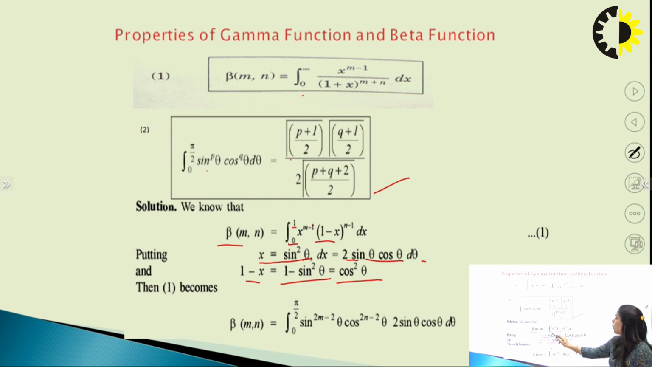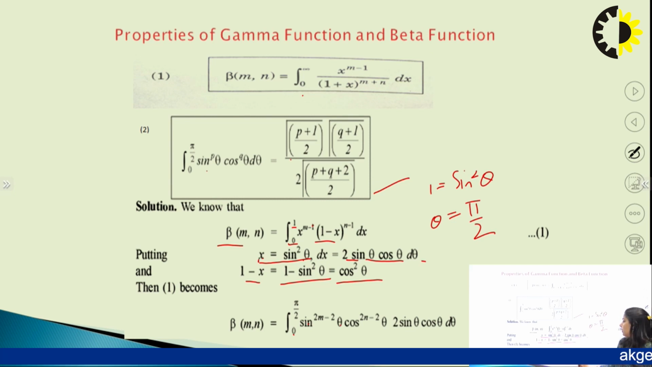If the value of x is equal to 0, then theta will be equal to 0, and if the value of x is equal to 1, then 1 is equal to sin^2 theta, so theta is equal to pi by 2. So the limit is 0 to pi by 2, the value of x is sin^2 theta, so sin^(2m-2) theta, and the value of 1 minus x is cos^2 theta, so cos^(2n-2) theta, and into the value of dx, which is 2 sin theta cos theta d theta.